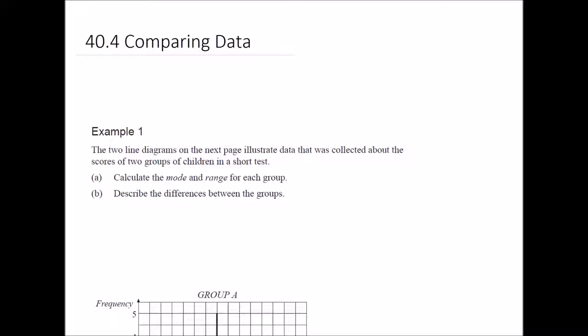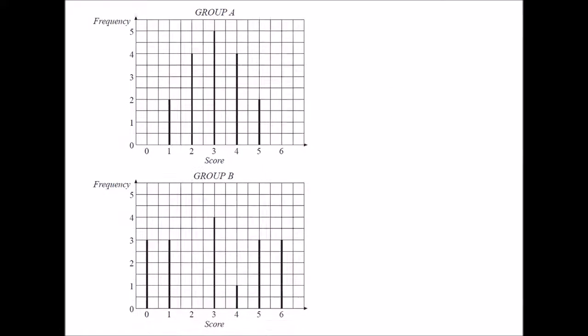Hello everybody, in this exercise we're going to look at how to compare different data sets and how we can draw comments perhaps to some real life situations. Okay, so example one: the two line diagrams on the next page illustrate data that was collected about the scores of two groups of children on a short test. First we're going to calculate the mode and range for each group, and then we're going to describe the differences between the groups. Okay, so let's have a look.